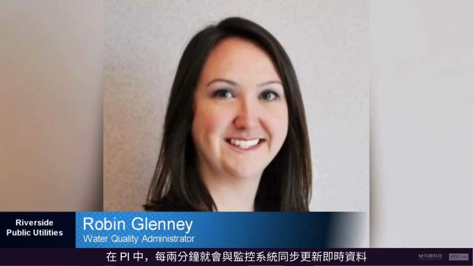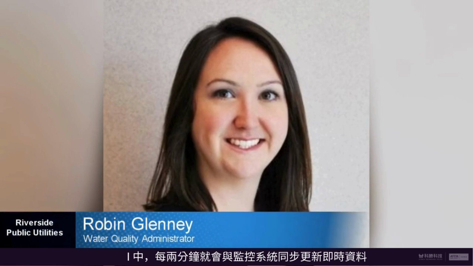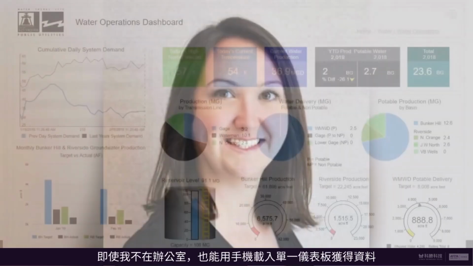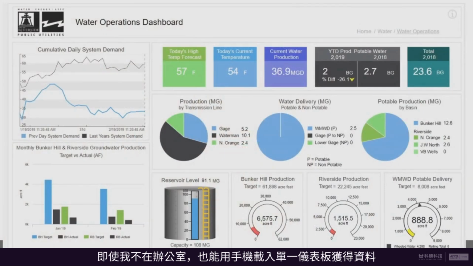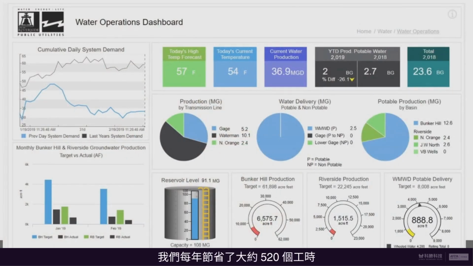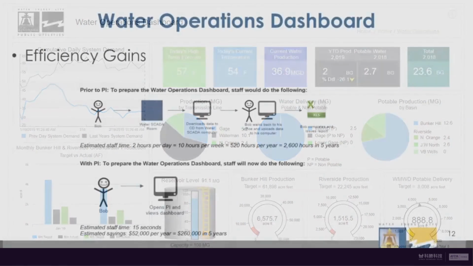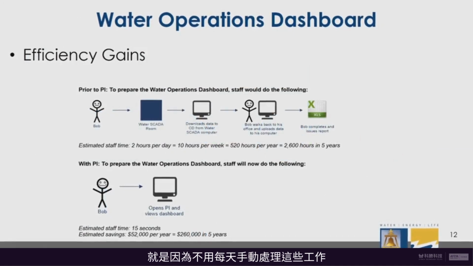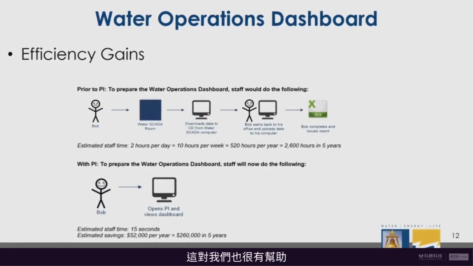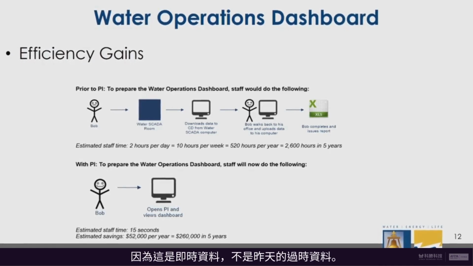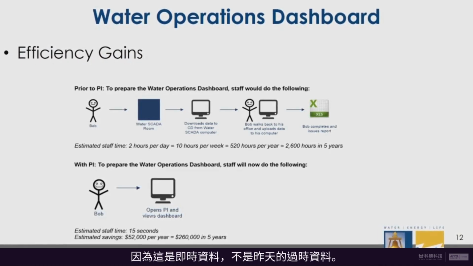In PI, this updates every 2 minutes, real time with SCADA. I can even access it on my phone if I'm not in the office. Just with that one dashboard, we save about 520 hours a year, just not having to do that every day. And that is very helpful for us too because it's real-time data. It's not yesterday's data that we're looking at.